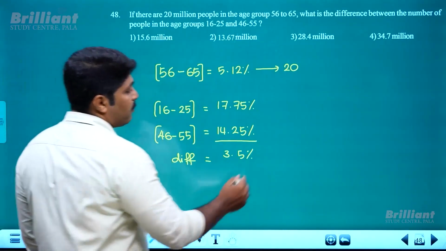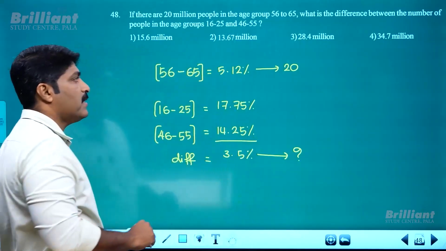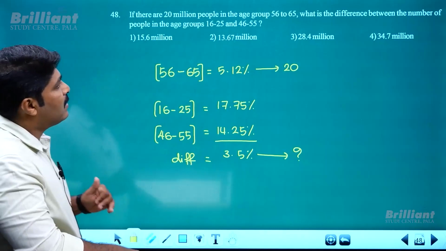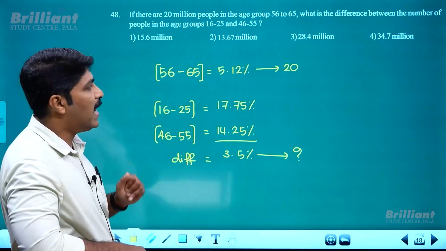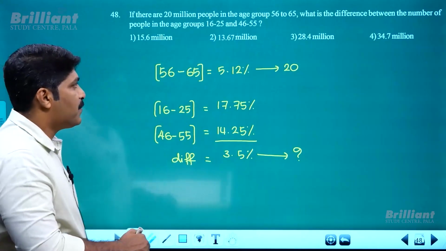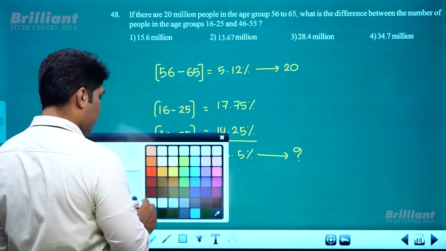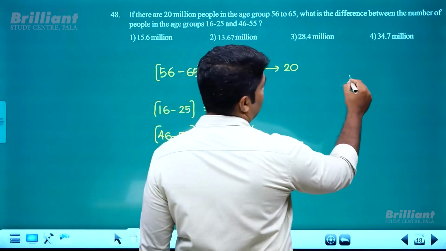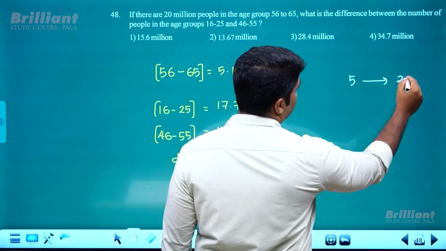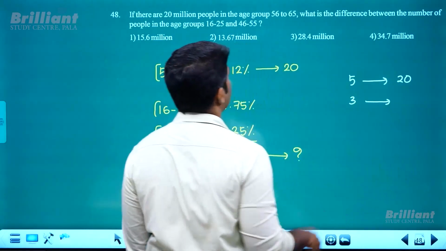So we have to find out what this value is. As 5.12% is representing 20, then 3.5% is representing how much? I'll give you a very simple trick. While we are considering this 5 alone, suppose you use the approximate type of operation: 5 is representing 20, then what does 3 represent? Or 4 represents, like that.